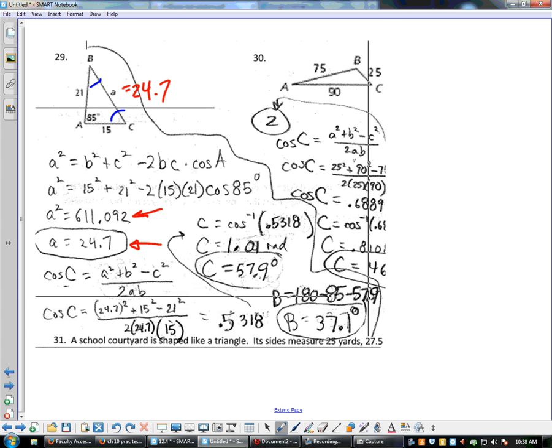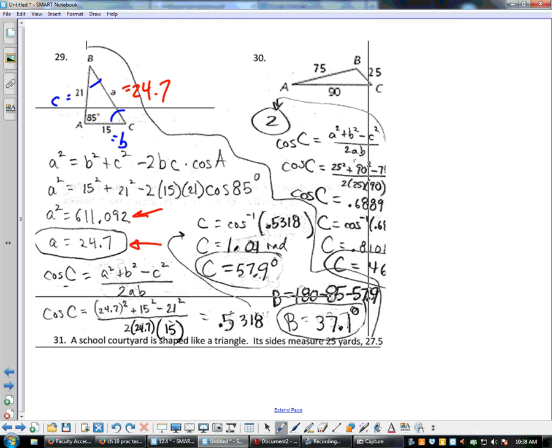and it's very important to find the larger one first. All right, so out of angle C or angle B, which one is going to be larger? C. Why C? Because side C is 21 and side B is 15. So we're going to find angle C first.